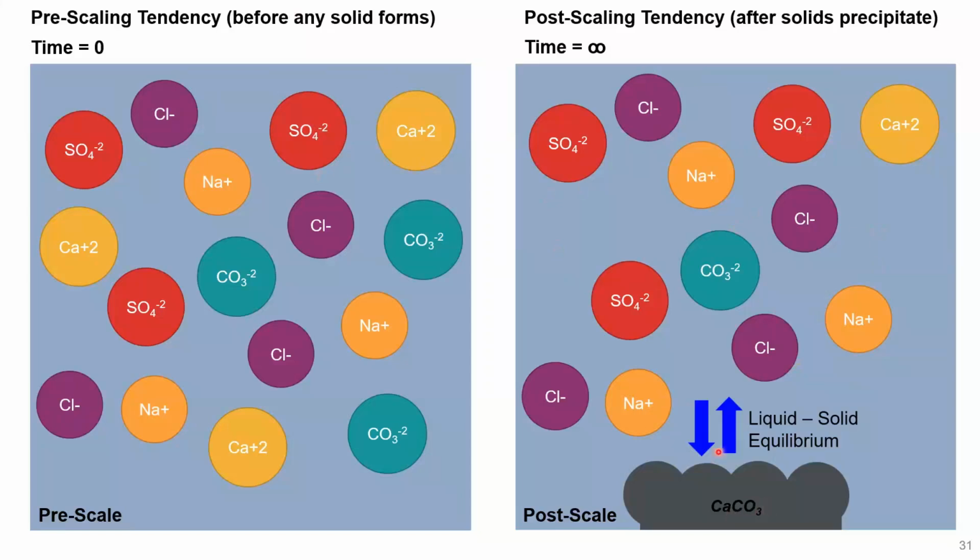So if you have a pre-scaling tendency value that is above 1, and if you then wait a long period of time, then you'll know that that solid has precipitated out, and now your post-scaling tendency value is going to be less than 1. Okay, because you have precipitated your solid. So I hope that's clear. You can ask me more questions about this, but I try my best to explain how the software is giving you this information in this table.